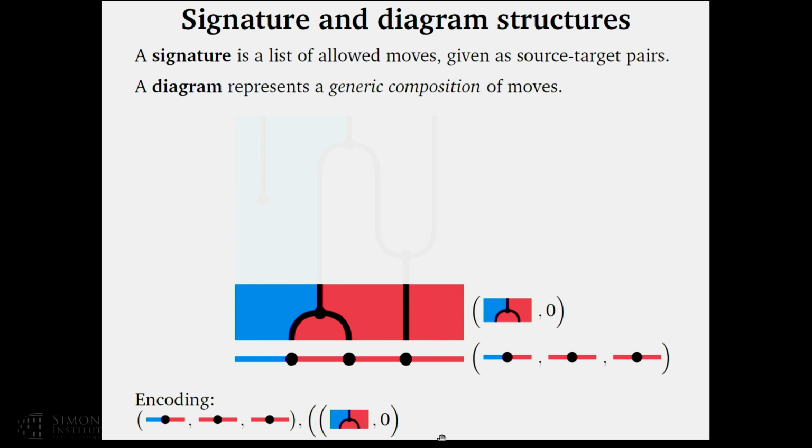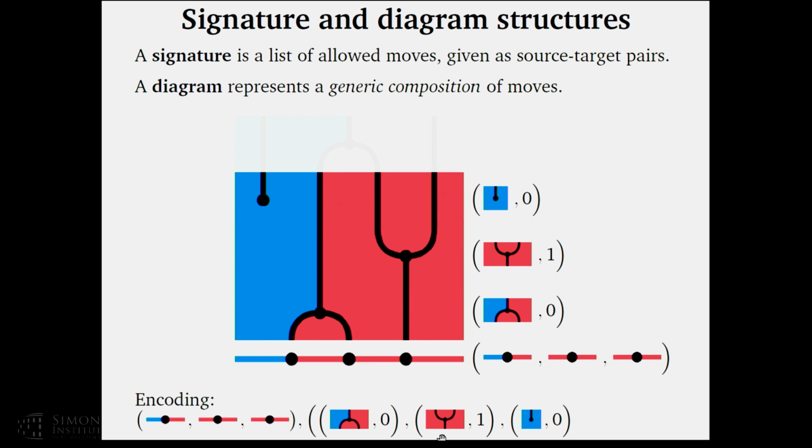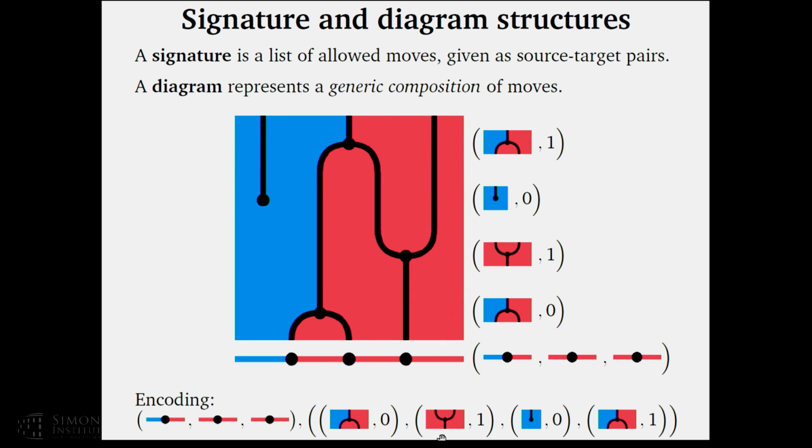Well, there are no wires to the left here, so we say we're going to do this tile with no wires to the left. Then we attach this tile with one wire to the left, then we attach this tile with no wires to the left, then we attach this tile with one wire to the left. So this diagram is encoded recursively by first encoding its source and then encoding the list of two-dimensional tiles that are used, ordered by the height at which they appear in the diagram in this way.